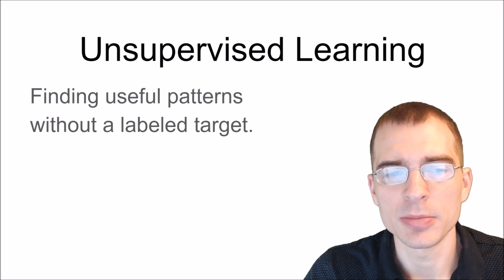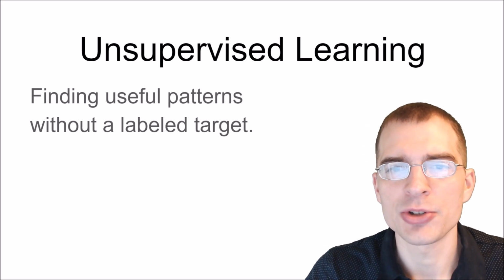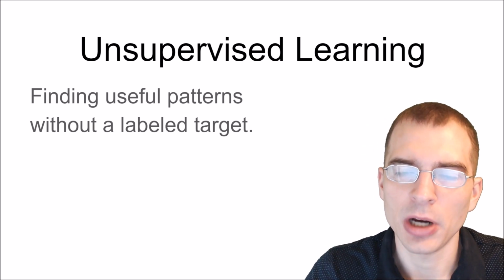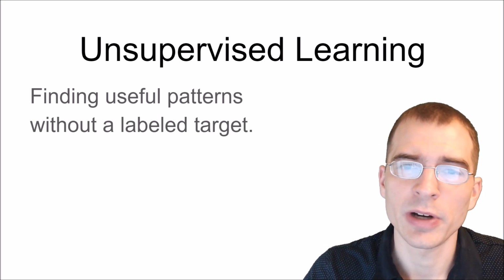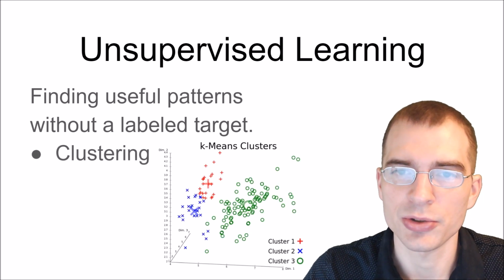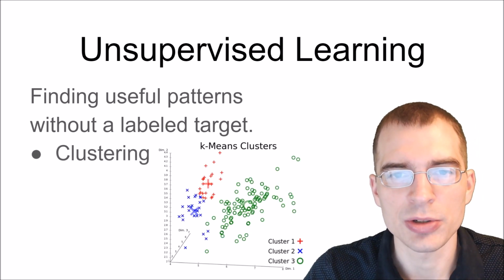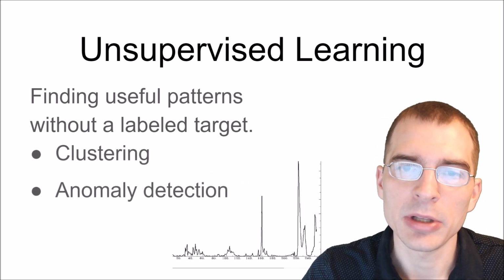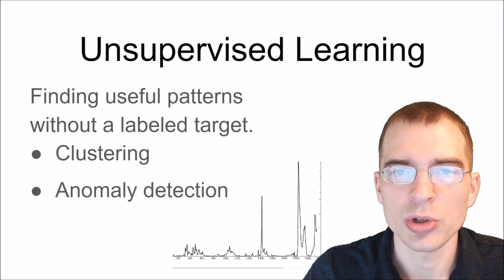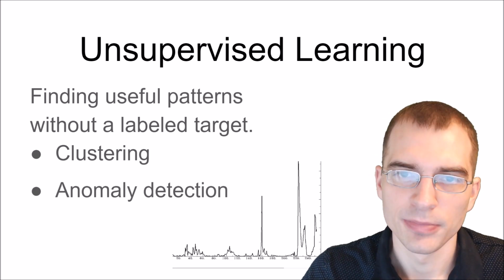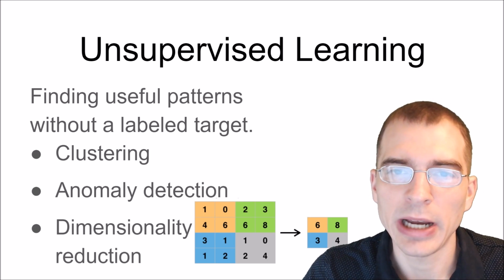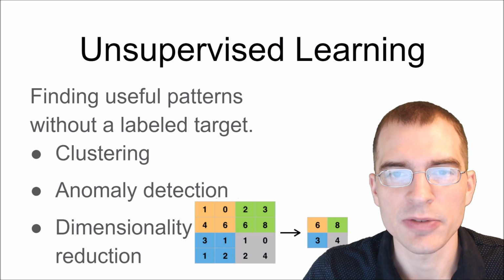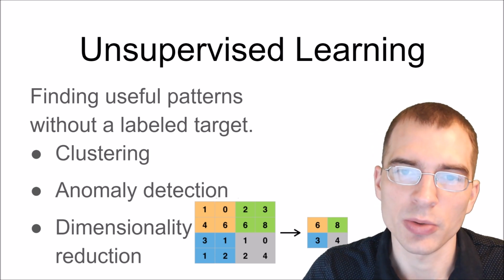Unsupervised learning problems involve finding useful patterns in data when there is no labeled target for the algorithm to learn from. Examples of unsupervised learning tasks include clustering, where similar observations are grouped together; anomaly detection, where unusual observations are detected; and dimensionality reduction, which involves cutting out or combining variables to reduce the size of a dataset and make it easier to work with.